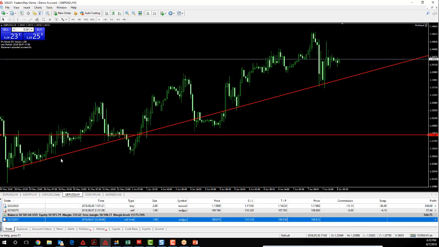All right, so on the pound dollar, the last time we actually did an analysis on this pair, I drew this trend line, and price was basically above here when this trend line was drawn. Now notice what happened.